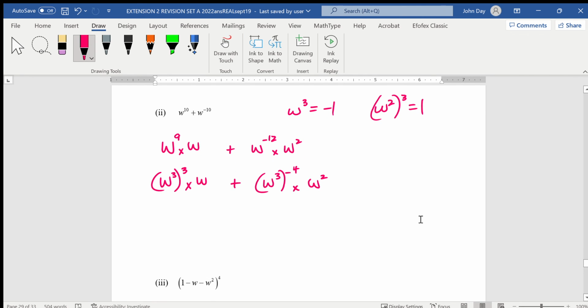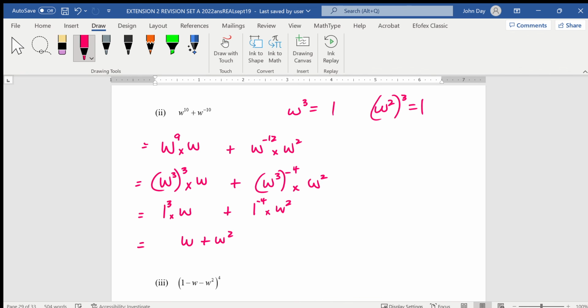So what's w cubed? For sure, minus 1, right? Hold on, not minus 1. w cubed is 1. What am I writing that down for? It's a cube root of unity. It equals 1. So I've got 1 cubed times w plus 1 to the minus 4 times w squared. All right, so I end up with w plus w squared. So far so good.